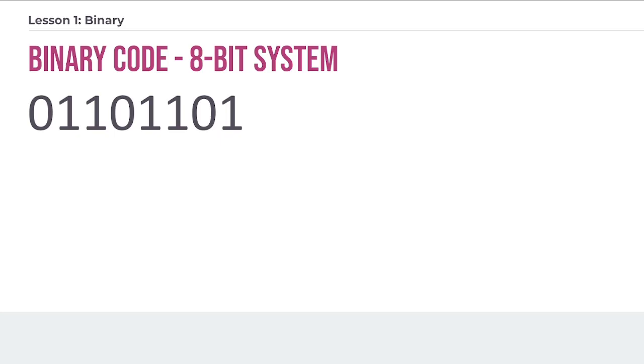Binary code uses an 8-bit system, meaning there are going to be 8 bits grouped together to form a byte. You can almost think of a byte as a word, kind of how we group letters together to make a word, and certain letters and certain combinations make up all the words that we know. So words in computer talk have 8 characters, 8 bits.